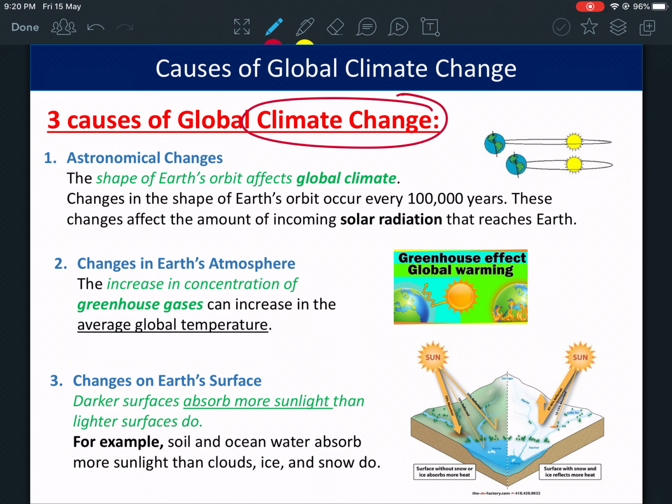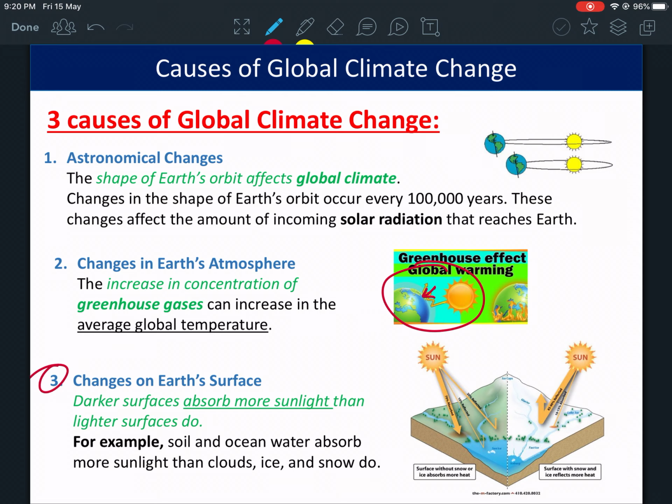Okay? And this is the first reason. The second reason we talked about is the increase in greenhouse gases because of the pollution that humans do. And that will cause the temperature to rise, because the Earth is trapping more heat because of the greenhouse gases.